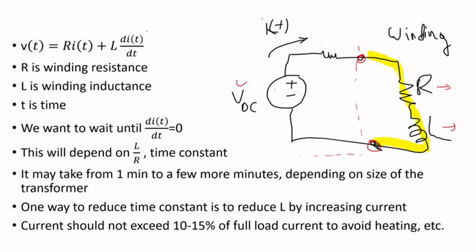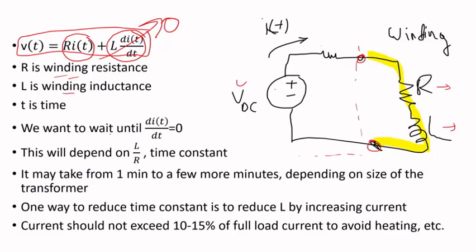Again, if we look at the general formula, this voltage that you applied is going to have resistance times current plus inductance times the rate of change of current with respect to time. And R is just the winding resistance, L is the inductance, t is time. Basically, what we want when we say reach steady state, we want this term here to become zero. Then we only have our current times resistance, which is what we're trying to measure. Then it's just Ohm's law, basically. So you want this to reach zero.